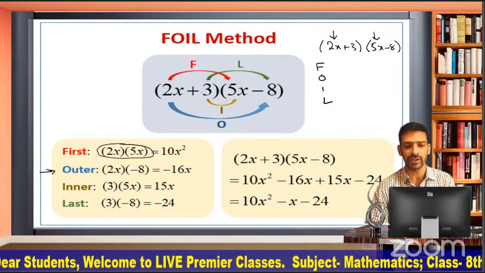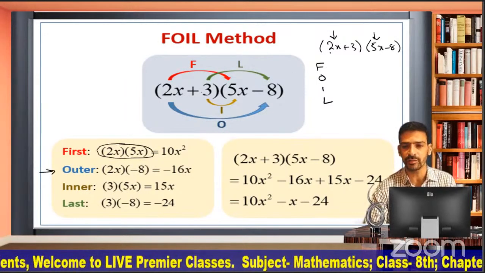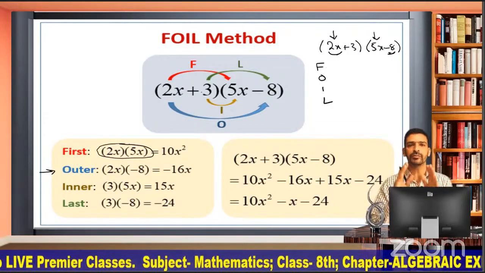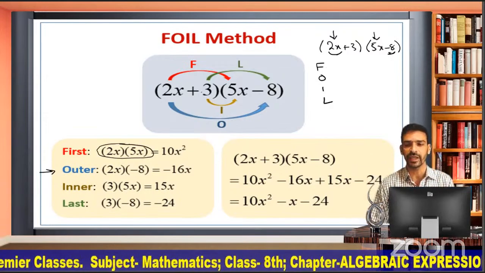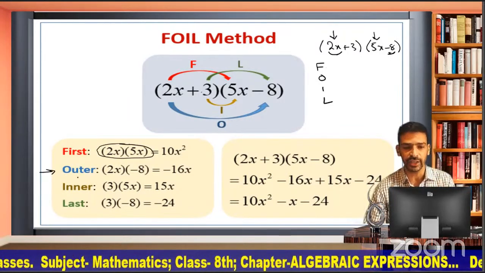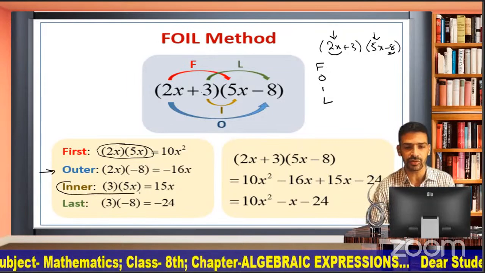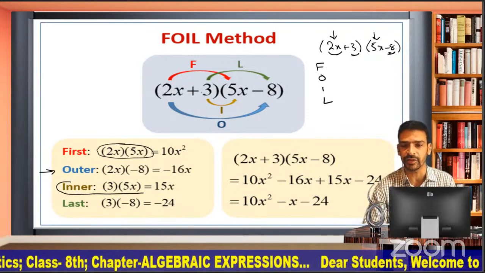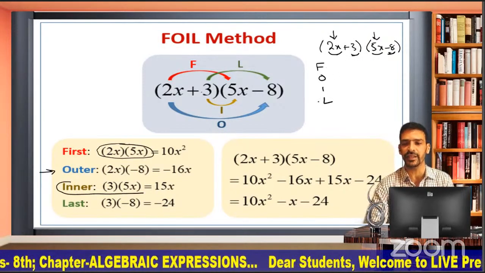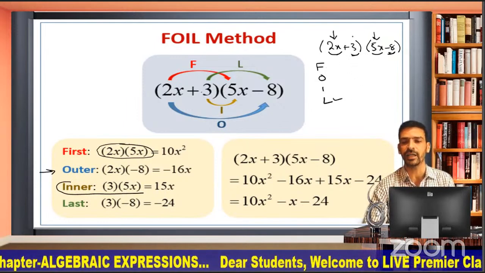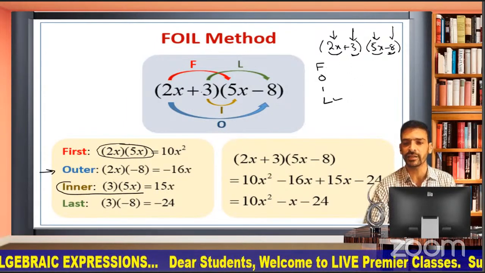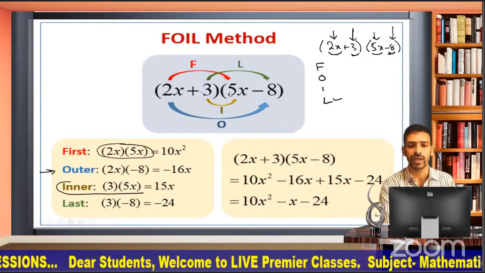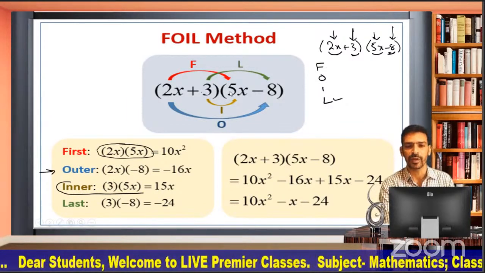Then we have outer terms. So what are outer terms? This 2x is outer term and minus 8 is outer term. Outer term जो बाहर की तरफ है, ठीक है. Then we have I, it stands for inner terms, ठीक है. Inner terms जो expression के अंदर की तरफ है. So we then find product of these inner two terms, that is 3 and 5x, and ultimately the last term of first expression and last term of second expression. We have employed this और हमने इसको दो चार क्वेश्चंस पर अप्लाई भी किया है. मैं रिकैप कर रहा हूं.